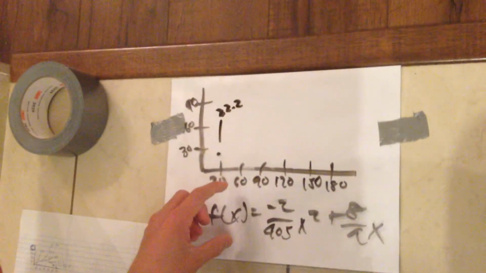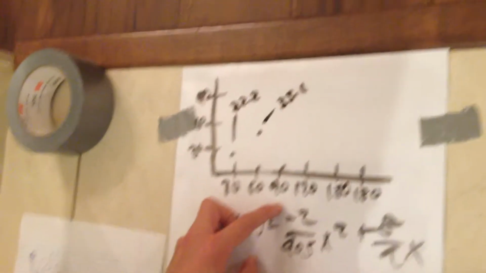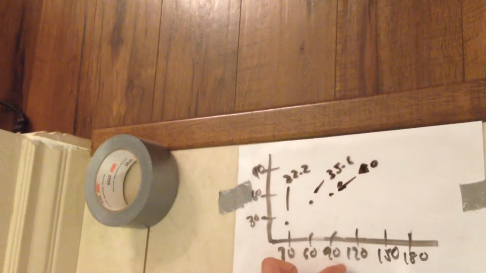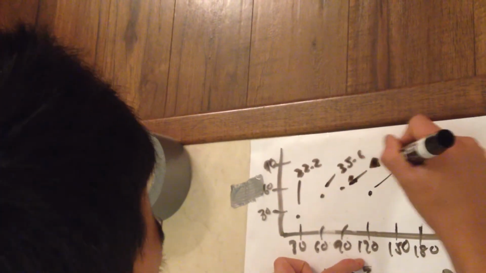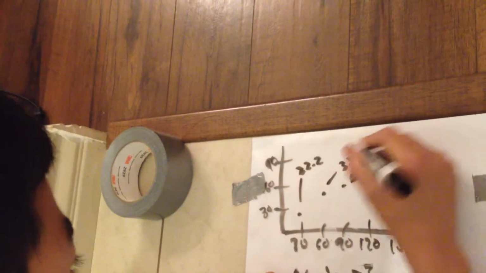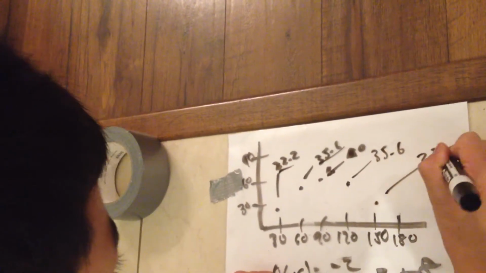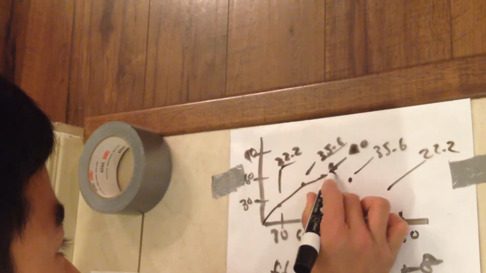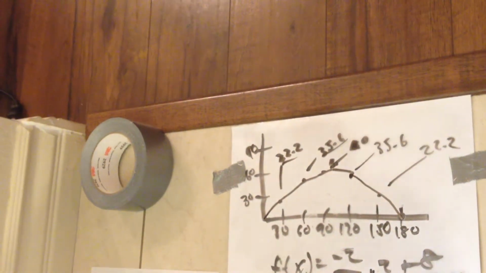22.2. At 60 it's about 35.6. At 90 it's about 40, which is the vertex. At 120 it's about 35.6. You see it reflects over from this side. And then, of course, this is going to be 22.2, and this is going to be back to 0. Now graph that, and you have the graph and the quadratic equation.